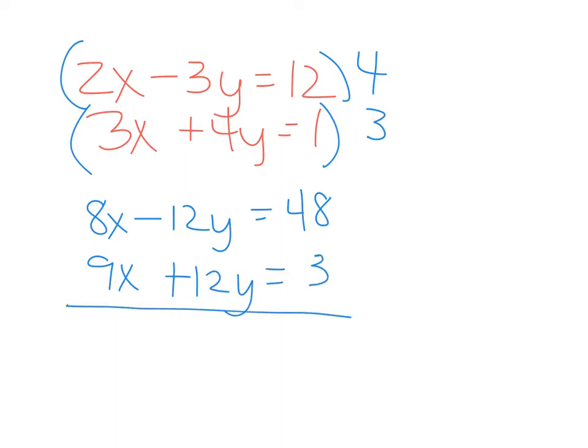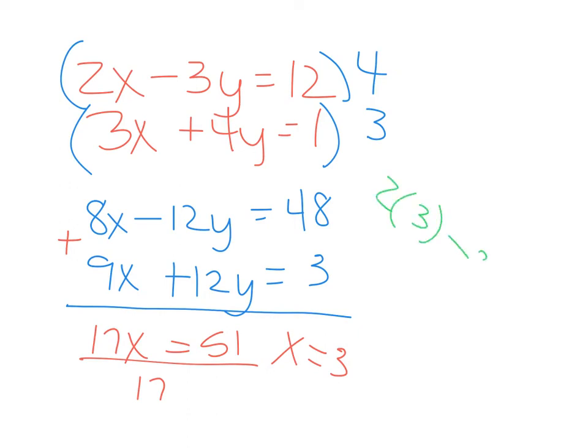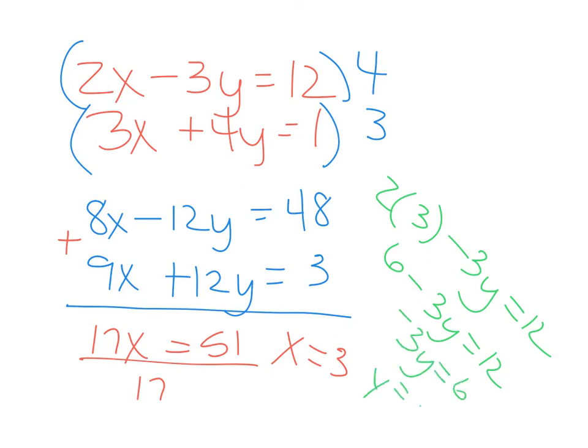So I can add these 2 equations together and I get 17x, negative 12y plus 12y is gone, which is what I want, and 48 plus 3 is 51. So if I divide both sides by 17, I get x is 3, but that's what some of you said the answer was. You're not done. You've got to find y. So when we find y, I plug x back into one of the original equations. So I take 2 times 3 minus 3y equals 12. 6 minus 3y equals 12. Negative 3y equals 6. So my y is negative 2.